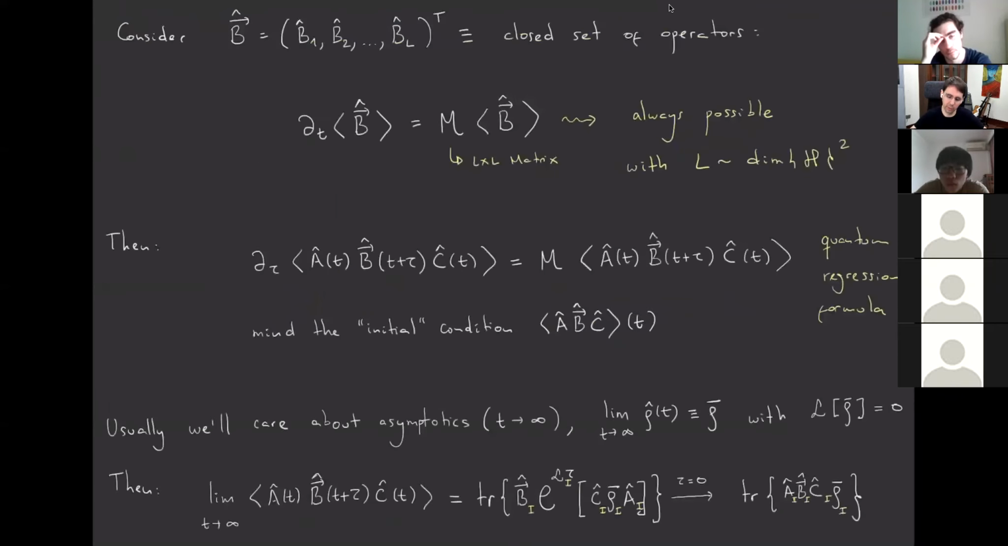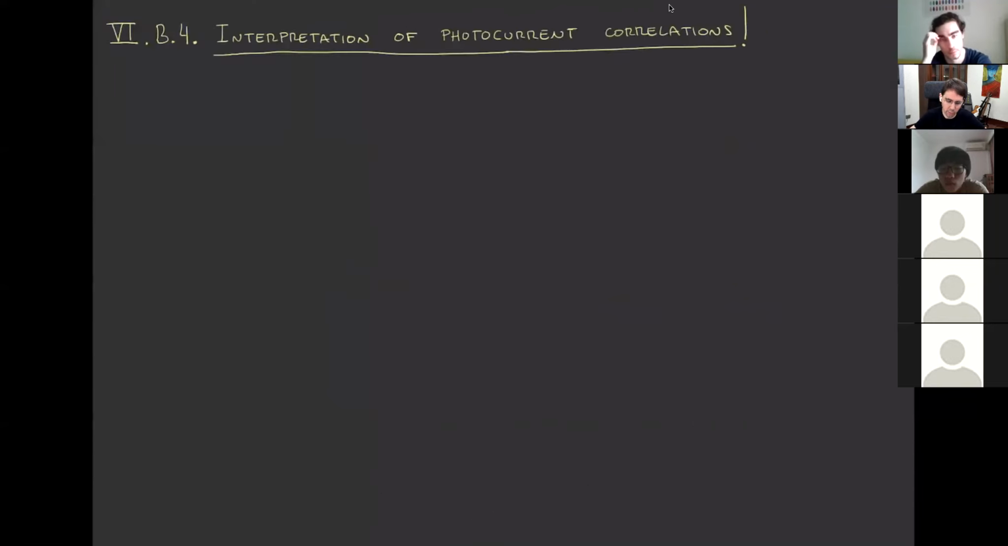So we will see this with examples now. Okay, so now we will move to the interpretation of this two-time correlation function, and you will see that in general, you can describe or interpret in the same way any type of photocurrent correlations.